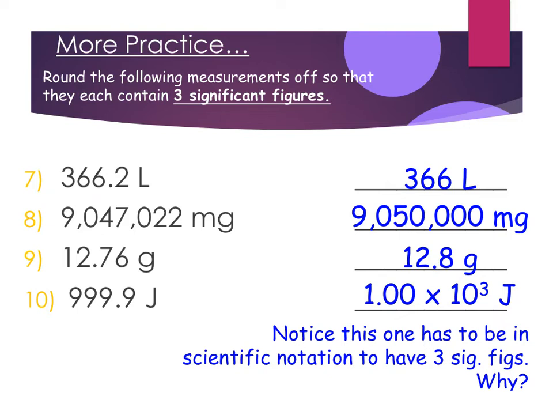So here's our only answer. This one has to be in scientific notation in order to have 3 sig figs. Why? Well, we know it would round up to 1,000. And if we used the Atlantic Pacific rule on that, with no decimal, we would come through and only count the 1. That would have 1 significant figure.